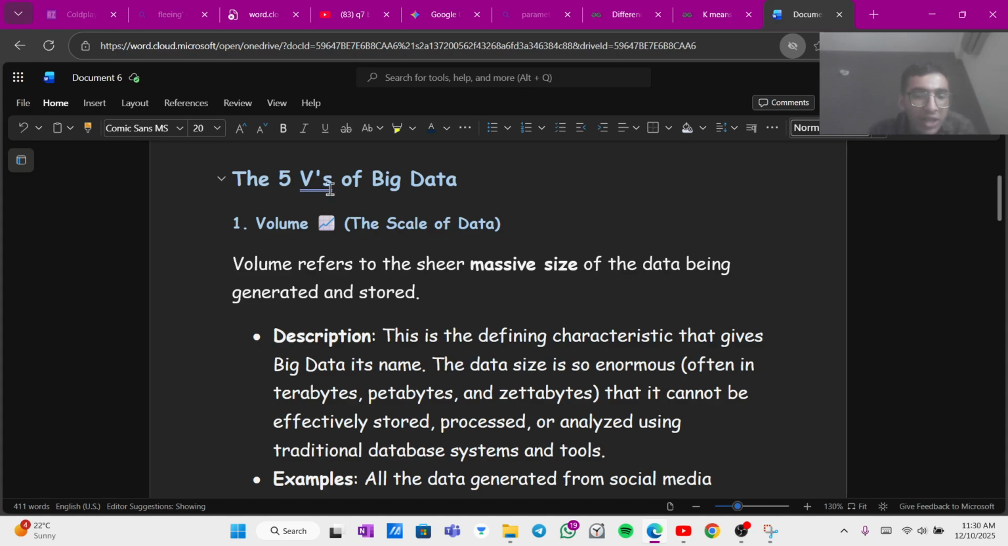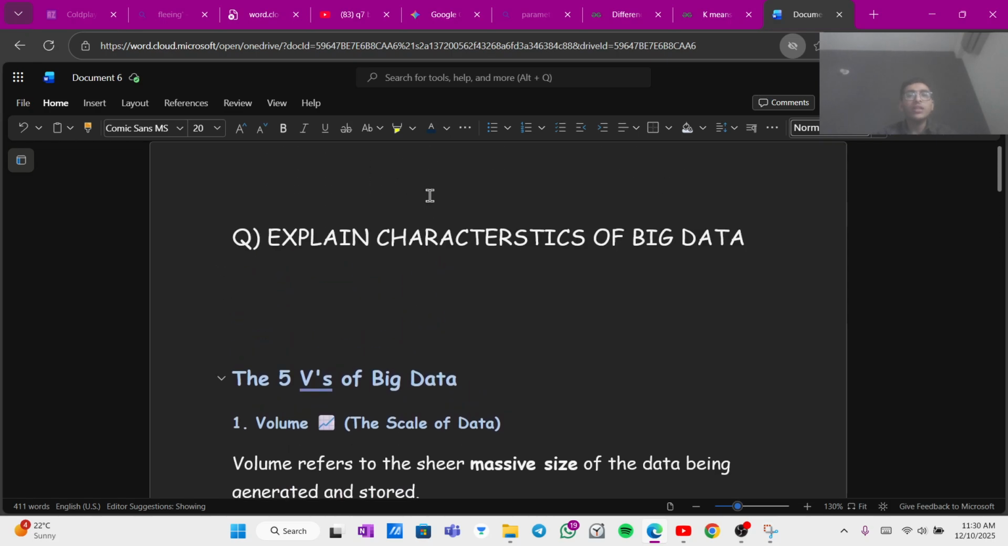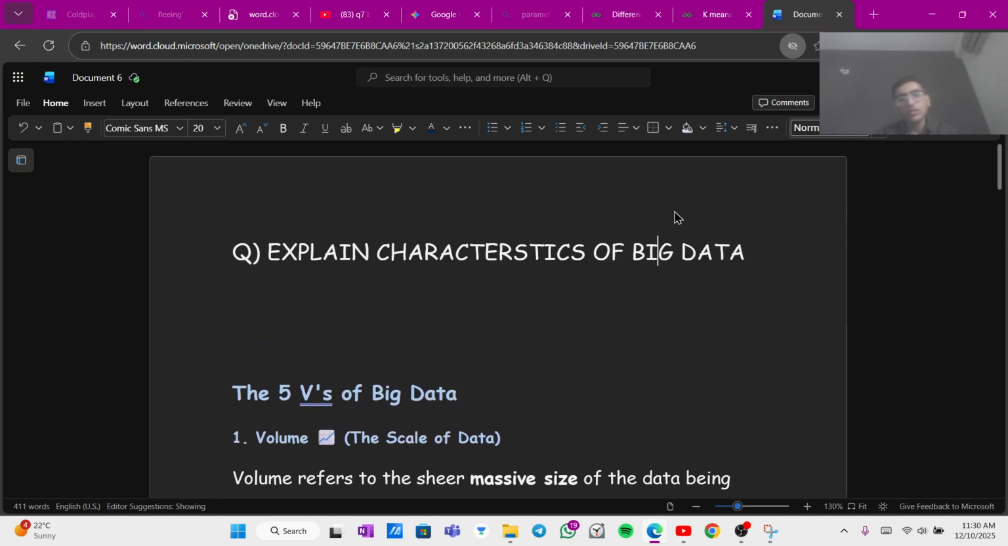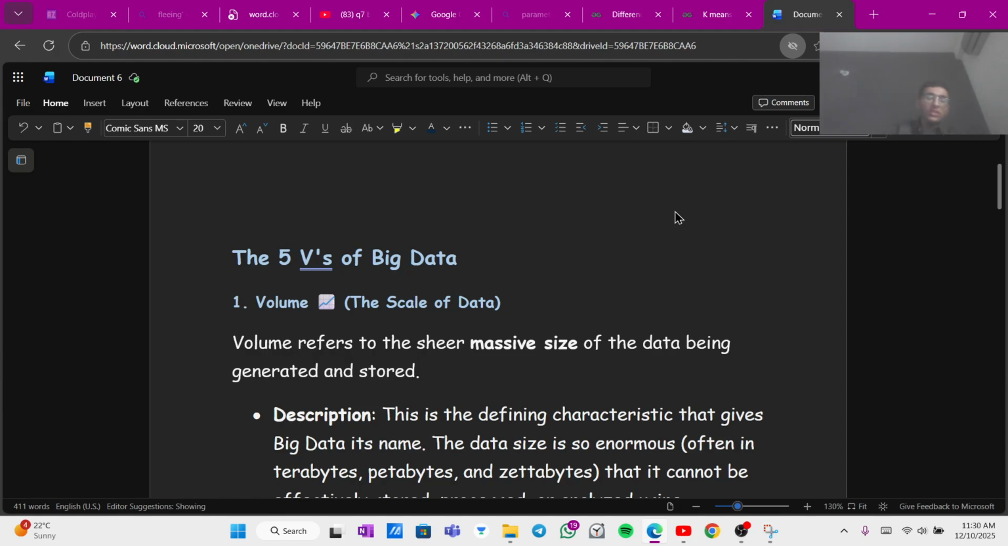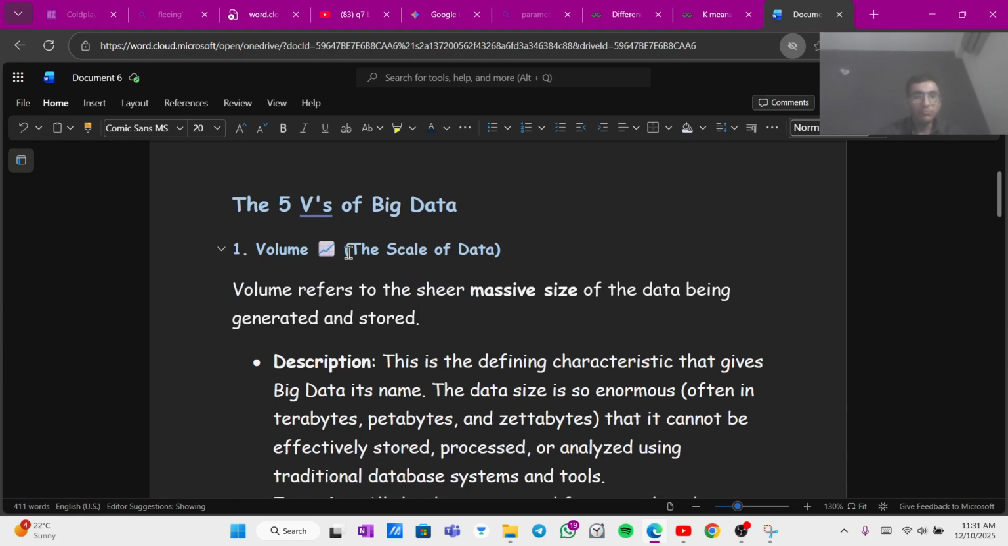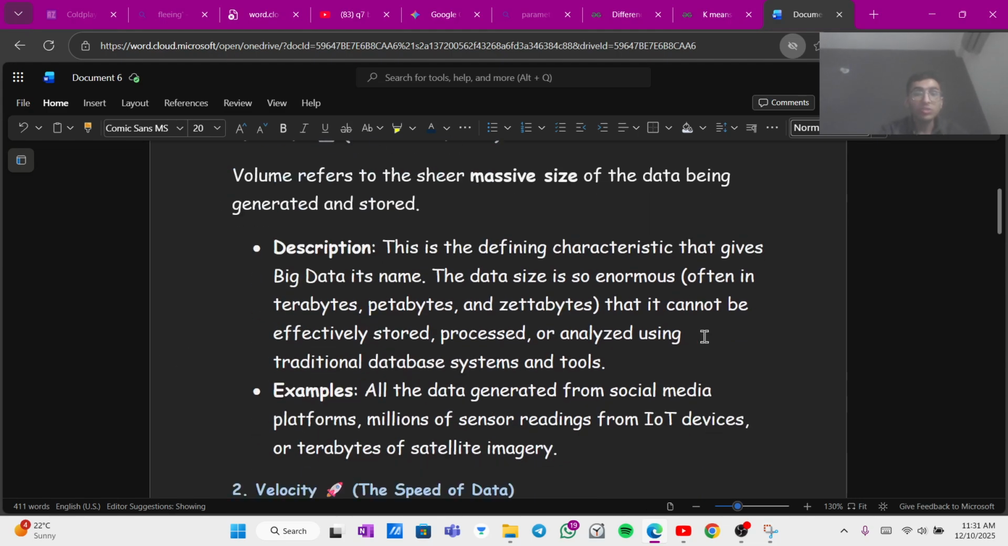Okay, so let's dive into the answer, the five V's of big data. The characteristics of big data can be bundled into these five V's. The first V is volume. What is volume? Volume refers to the sheer, extremely massive size of data being generated and stored. This is the defining characteristic that gives big data its name.